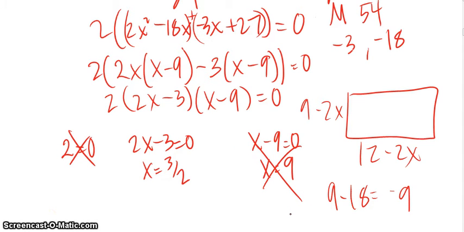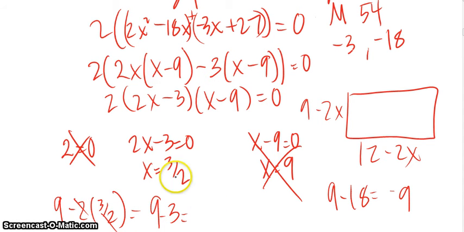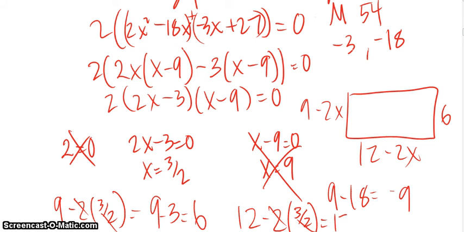So now we're going to plug in the 3/2. So 9 minus 2 times 3/2. Well, those 2's cancel each other out, so really that's 9 minus 3, which equals 6. So one of my widths is 6. And then 12 minus 2 times 3/2. Those cancel each other out, so we get 12 minus 3 equals 9. So the other one's 9.